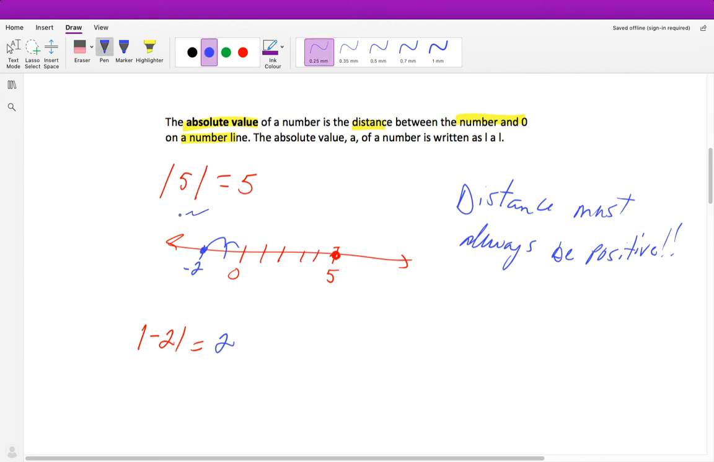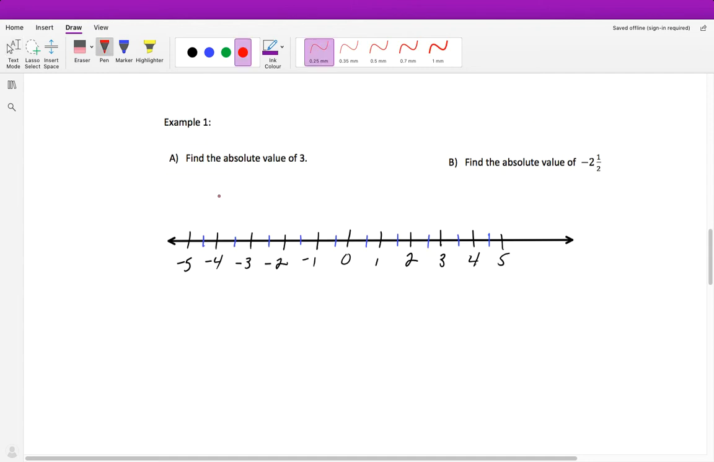So we can represent it by using this symbol, and we're going to talk about how we can find them by using a number line, and how we can find them without using a number line. All right, so for this question, it says find the absolute value of 3. It can be written out in words like that, or I can just say absolute value of 3 is equal to. We can plot the point 3, and we can see how many units away from 0 it is. 1, 2, 3 units away. So the absolute value of 3 is equal to 3.